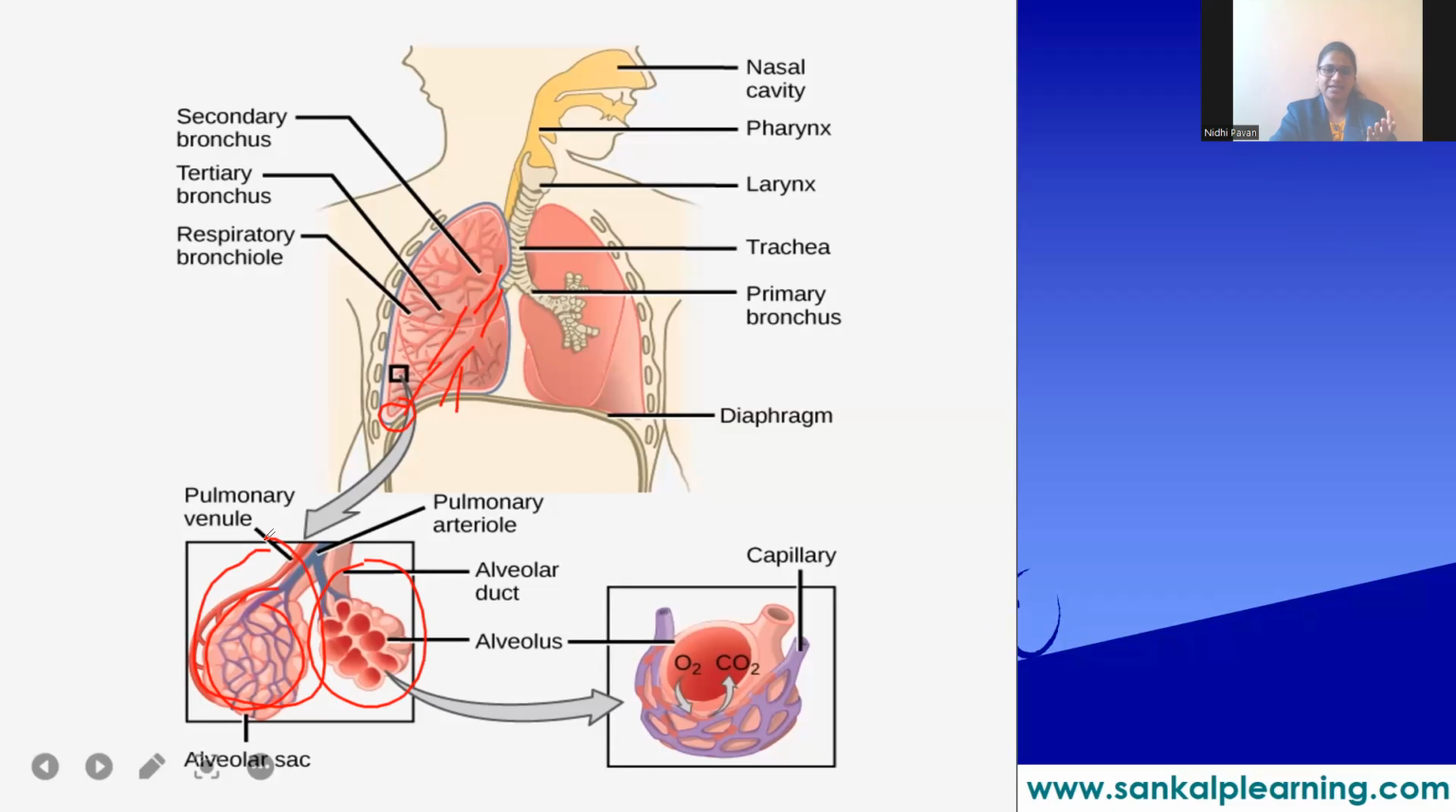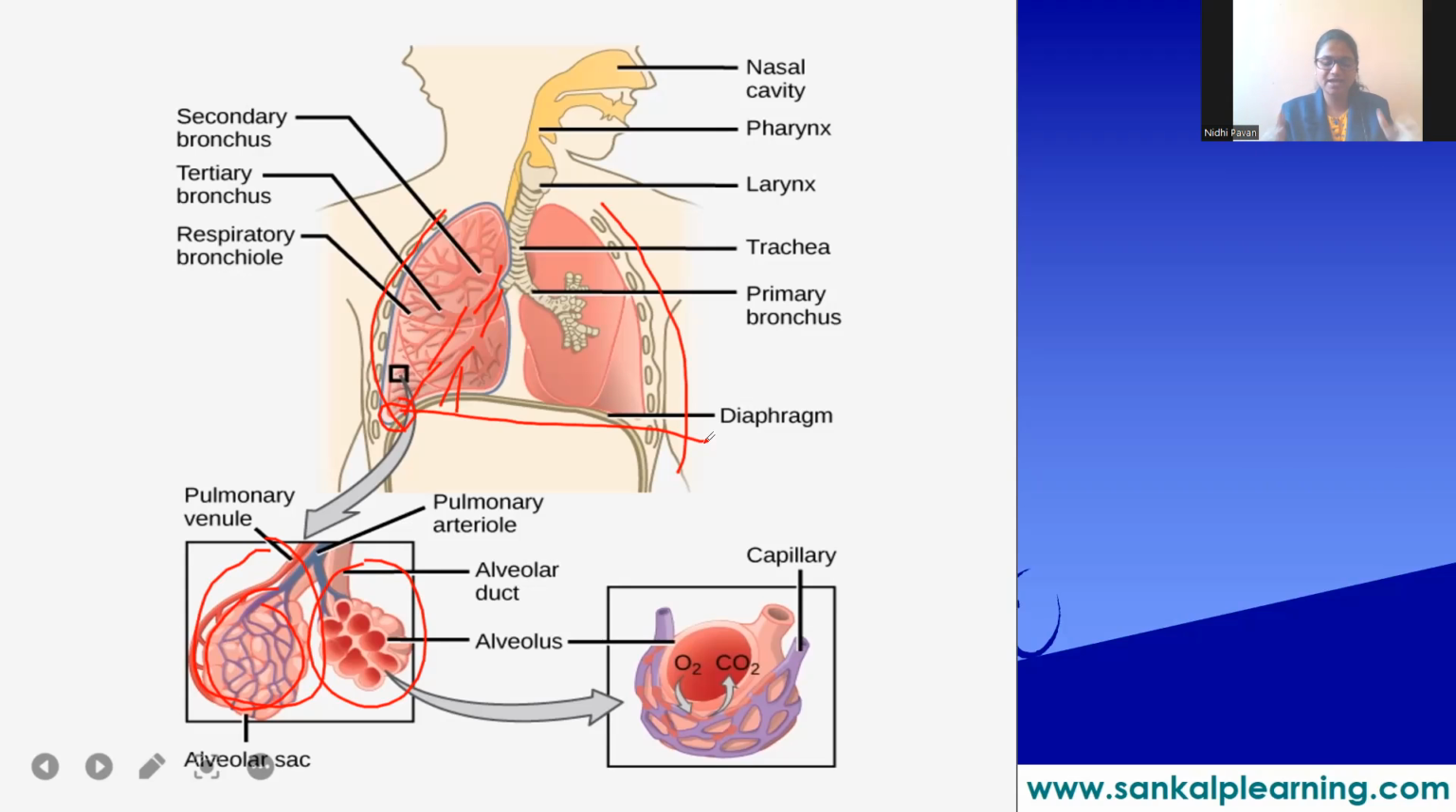Whenever you inhale, the air is rich in oxygen. So what happens when you inhale? The ribs move upwards and the diaphragm becomes flat, so that the lung cavity, the chest cavity, expands so that more air can go inside. Then it goes through the nasal chamber to the trachea, and exchange of gases happens in the alveoli. Then carbon dioxide, which is dissolved in the blood, should be removed out.